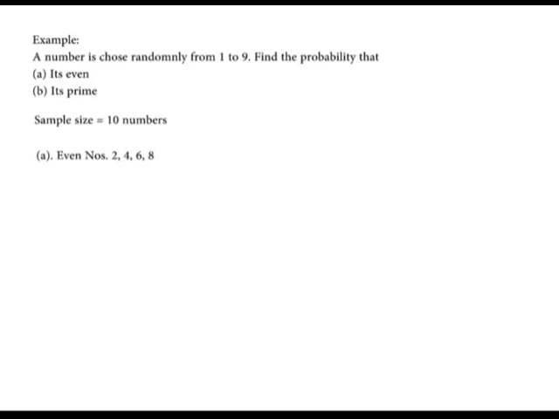So we calculate the probability of picking a 2, or picking a 4, or picking a 6, or picking an 8. That is equal to the probability of picking a 2 plus the probability of picking a 4 plus the probability of picking a 6 plus the probability of picking an 8. That is 1 over 10 plus 1 over 10 plus 1 over 10 plus 1 over 10, and that gives us 4 over 10.